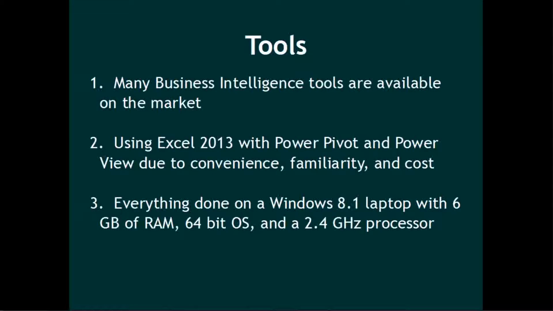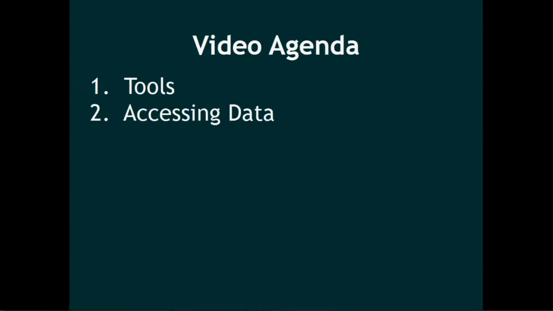Everything that you'll see has been done on a Windows 8.1 laptop with 6 gigs of RAM, a 64-bit operating system, and a 2.4 gigahertz processor. So this is truly personal business intelligence that anyone can do with a few affordable resources out of the comfort of their own home. Let's move to accessing the data.